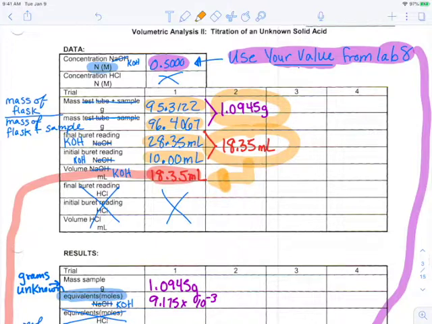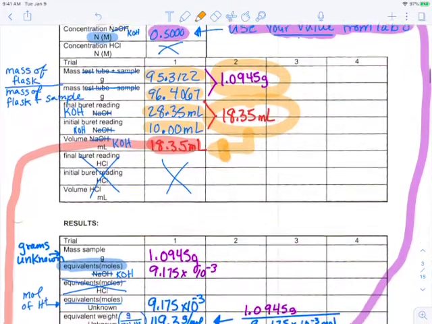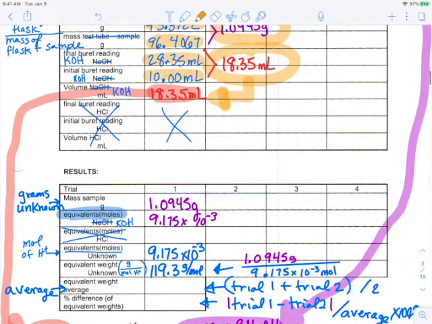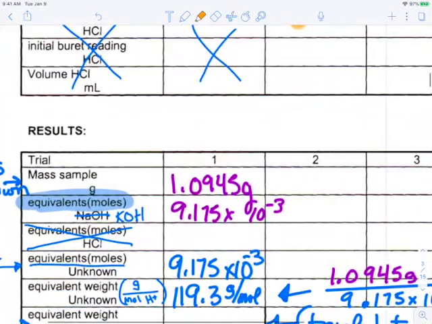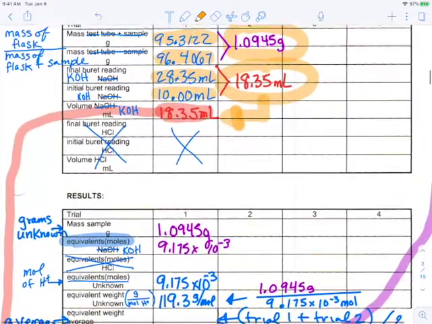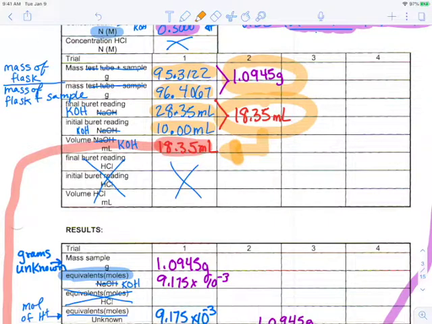So any questions so far about what I did up at the top? All right, so then our mass of sample, this 1.0945 grams, that came from the top. That is this one right over here. So that's the difference between the flask and the flask plus sample.